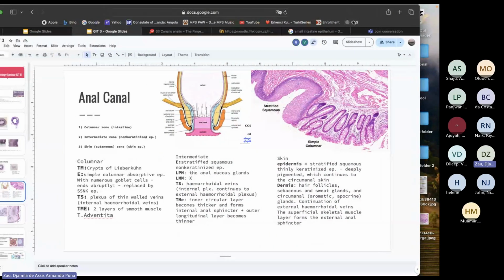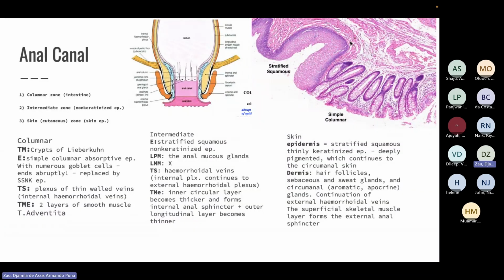Okay, so we're going to the anal canal. The anal canal is something that students usually do not struggle with, guys, just for the simple fact that you are not going to see any other slide that looks like this and has these characteristics.